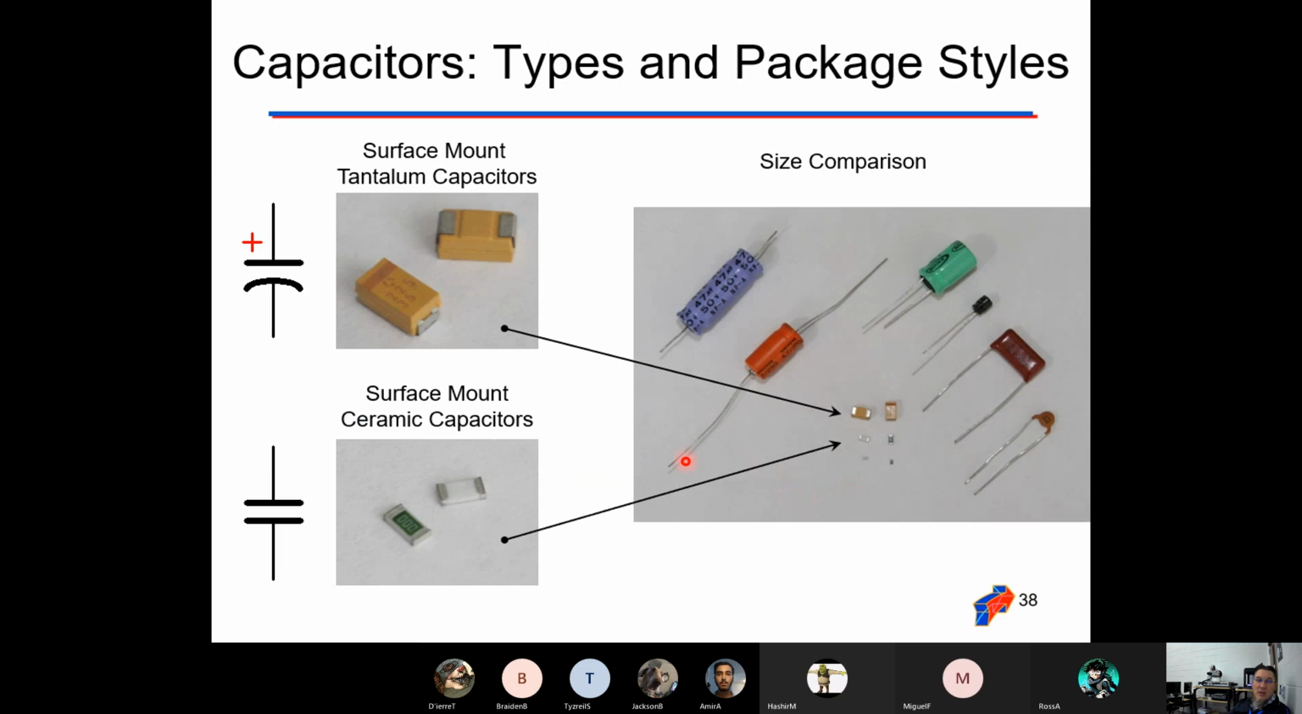Okay, so everybody should have all this. We're going to move forward. Some more different types of capacitors. You have your surface mount tantalum. They look like this, and then your surface mount ceramic. Ceramic capacitors do not have a direction, but the tantalums do. You can kind of see the size comparison to the rest of them. They're very small. But ceramics do not have a direction, but the tantalums do.